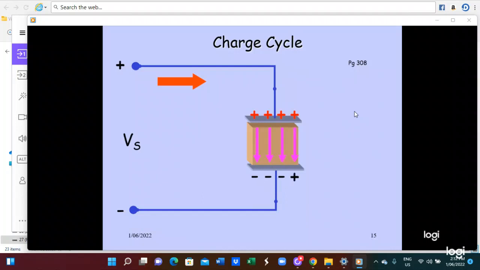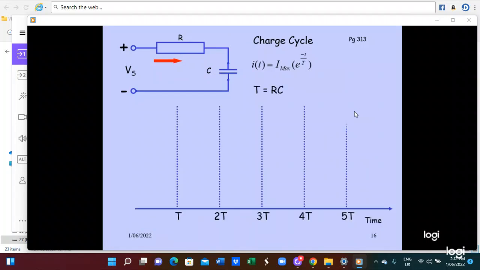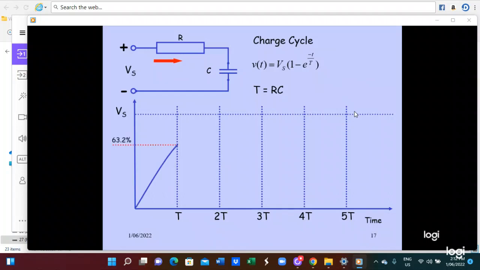So supply voltage Vs, when the current is flowing, this is the electric current flowing in the capacitor, I at time t equals I maximum e power minus t by T. T equals R into C. So this is T, 2T, 3T, 4T, 5T. You can get it here. Then when the time increases, the current will go down, corresponding with this graph. So this graph you can also draw. And also the charging circuit, V equals Vs into 1 minus e power minus t by T. T equals RC. When the time increases, voltage will increase. So voltage increasing, you can draw this graph like this.